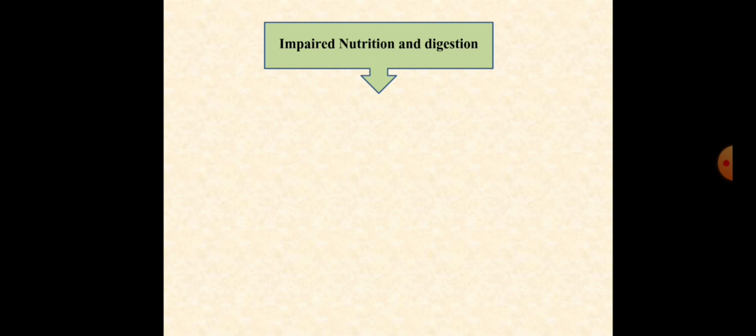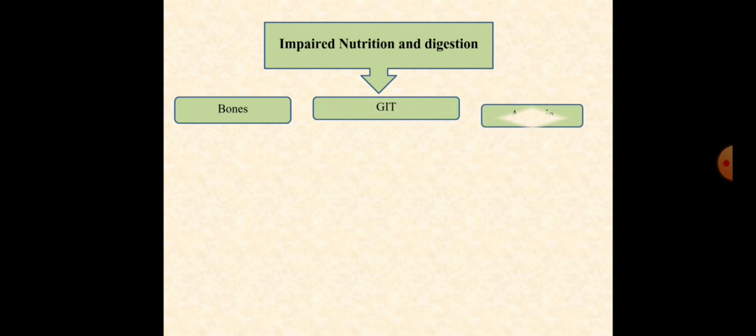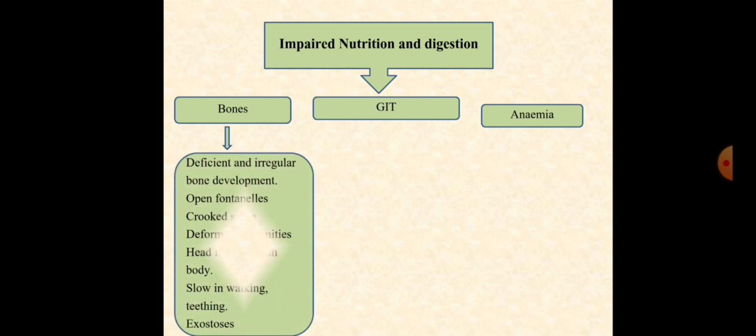Next we will see its action on impaired nutrition and digestion. It mainly acts on three areas, that is bones, GIT, and again it will cause anemia, of course. In the bones, because of impaired nutrition and digestion, the patient will have deficient and irregular bone development, open fontanelles, crooked spine, deformed extremities, head larger than the body, slowness in walking and teething, and exostosis. So there can be extra bony growth.